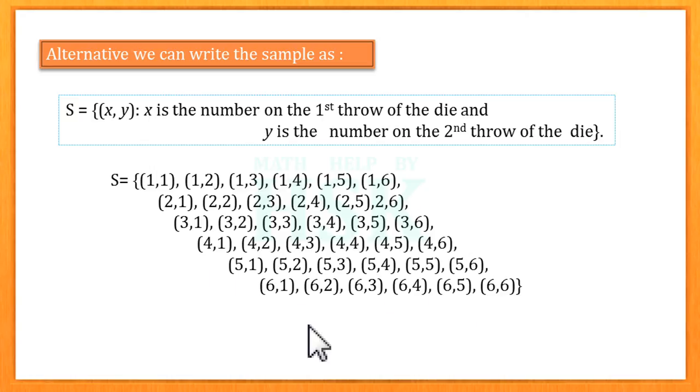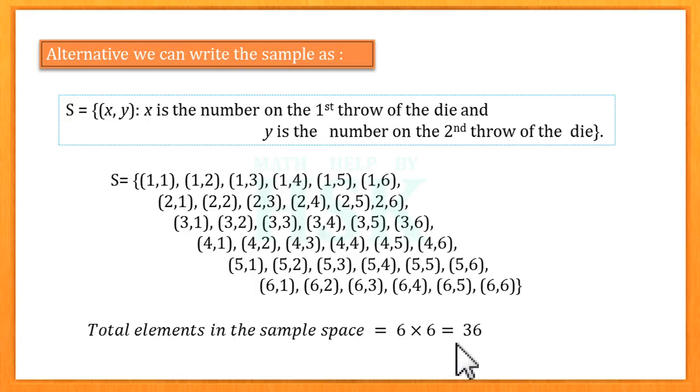In this manner we can give the sample space for throwing a die 2 times using the alternative method. This experiment has in all 6 into 6, that is, 36 outcomes. This completes the solution of the given question.